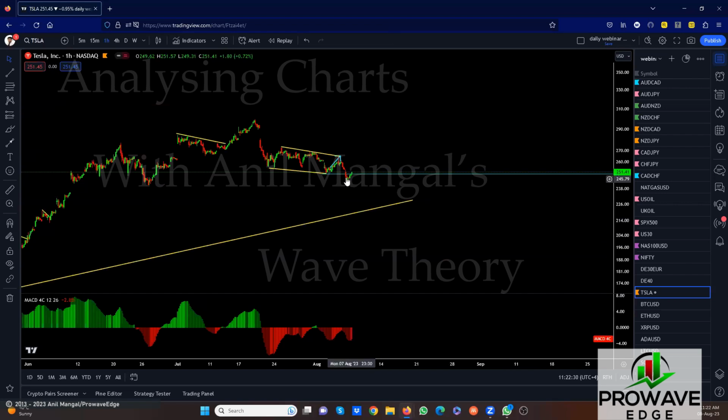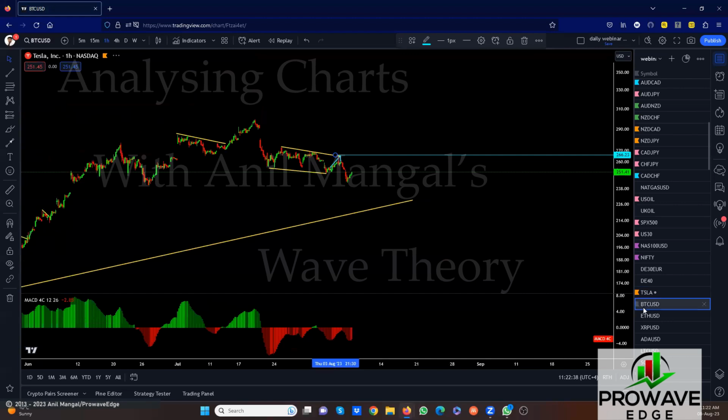Okay, Tesla is going up, put an entry here. If they break the top there, stay with the buy. This could be 1, 2, 3, and we go. Bitcoin.